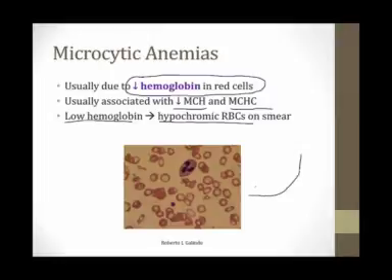If you look at this picture on the screen, this is a patient who has a microcytic anemia. You can see that there are large pale areas in the center of the red blood cells. These red cells are called hypochromic, and they occur when there is a decreased amount of hemoglobin inside the red cells.